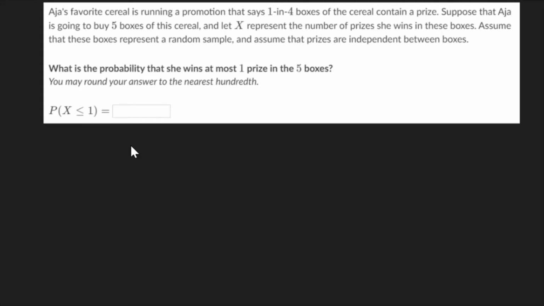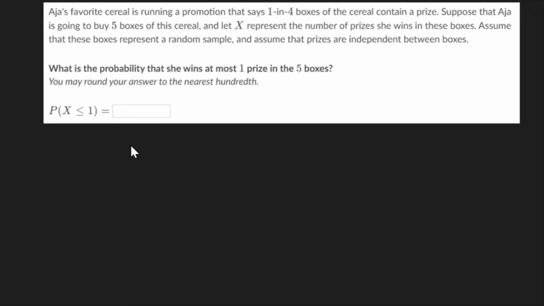Asia's favorite cereal is running a promotion that says 1 in 4 boxes of the cereal contain a prize. Suppose that Asia is going to buy 5 boxes of the cereal and let X represent the number of prizes she wins in these boxes. Assume that these boxes represent a random sample and assume that prizes are independent between boxes. What is the probability that she wins at most one prize in the 5 boxes?